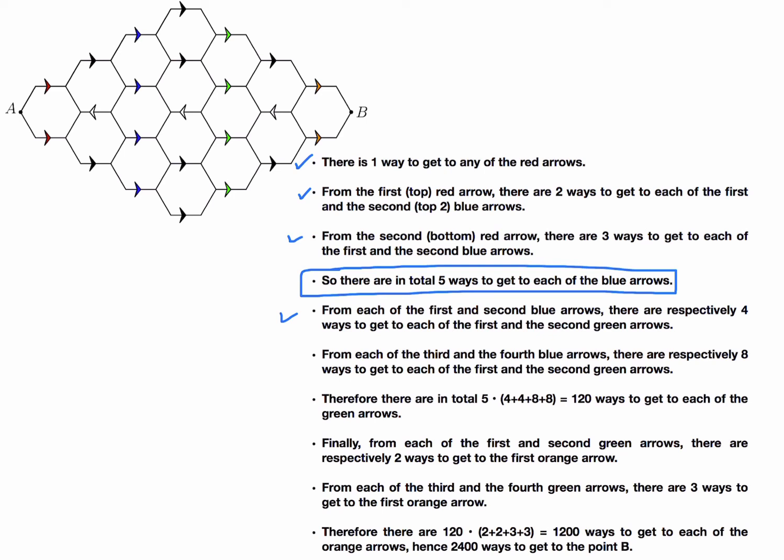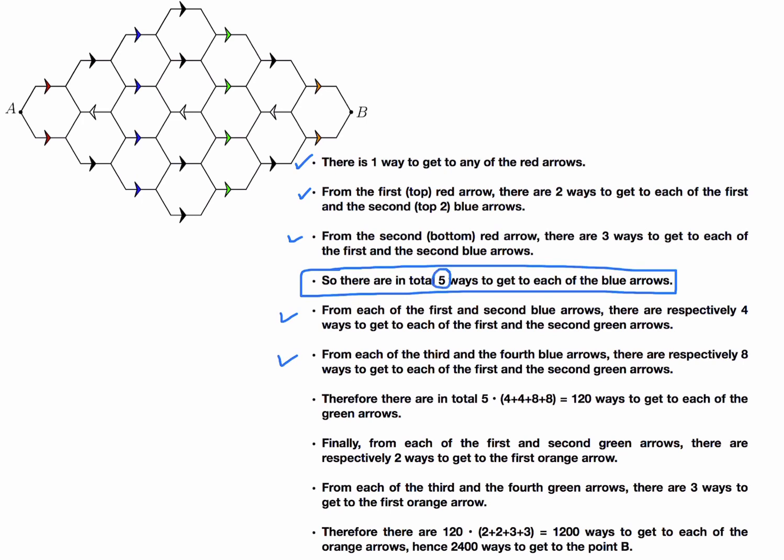From each of the third and fourth blue arrows, so these guys, there are respectively 8 ways to get to each of the first and second green arrows. So they're saying from here to go to here, or here, 8 ways. And I'll let you do the counting. So that takes care of this.